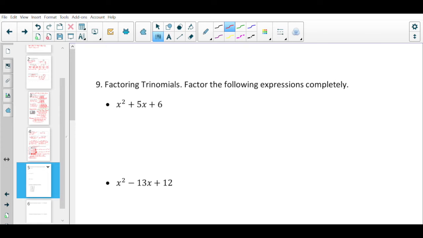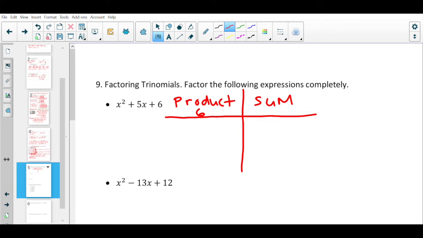Next page, factoring trinomials. Factor the following expressions completely. I'll do this with that first method that we learned, just so you have a reminder. To factor a trinomial, we're going to factor it into its component binomials. So we have to ask the question, what has a product of 6 and a sum? Let's look at the things that have a product of 6, and find out what the sum is. So what multiplies to 6? 1 times 6. The factors 1 and 6, when you add them, make 7.